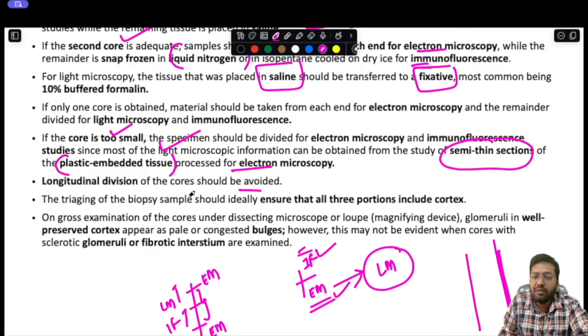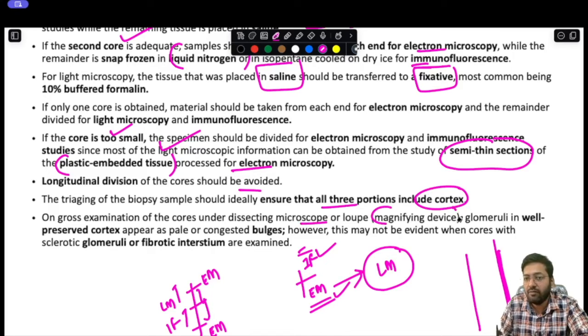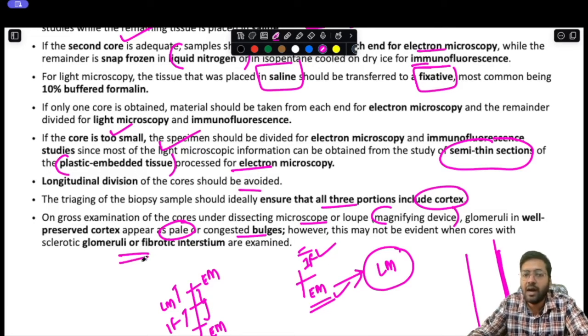Now the triaging of the biopsy sample should ideally ensure that all three portions include the cortex. Remember, on gross examination of the cores under a dissecting microscope or a magnifying device, glomeruli in well-preserved cortex appear as pale or congested bulges. However, this may not be evident when cores with sclerotic glomeruli or fibrotic interstitium are examined.